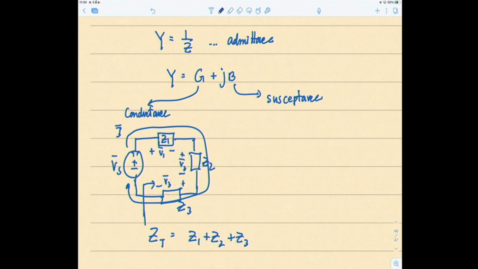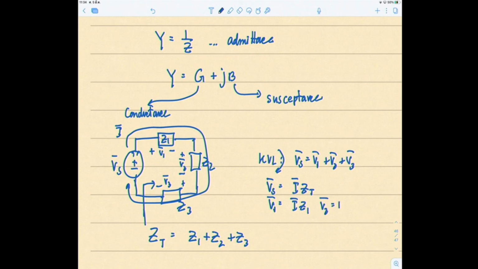KVL still holds. KVL of this loop: Vs would be equal to V1 plus V2 plus V3. Vs is of course I times Z total. V1 is equal to I times Z1. V2 is equal to I times Z2. Just as if you are using Ohm's law.